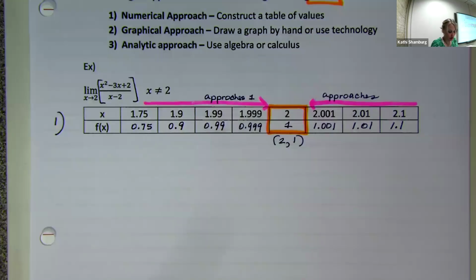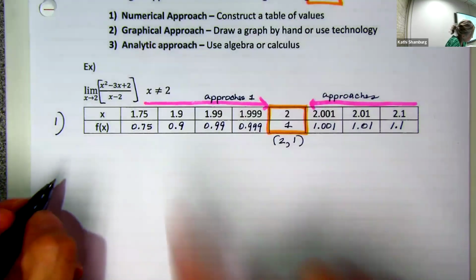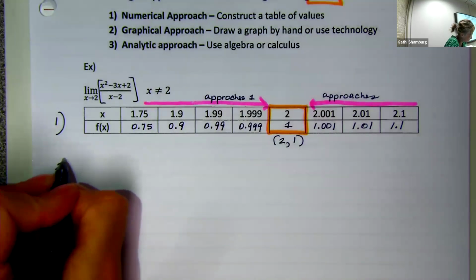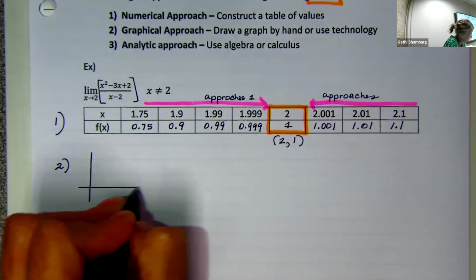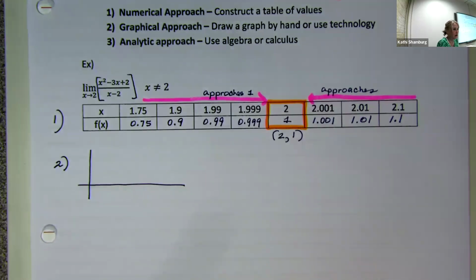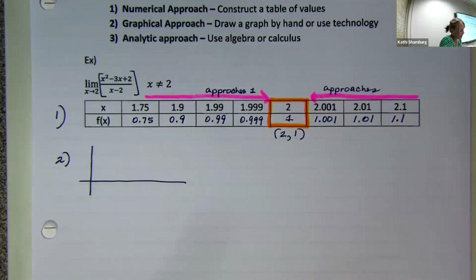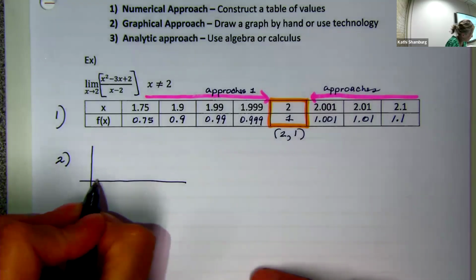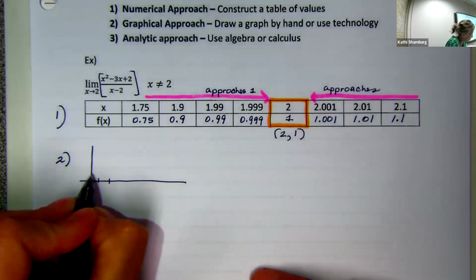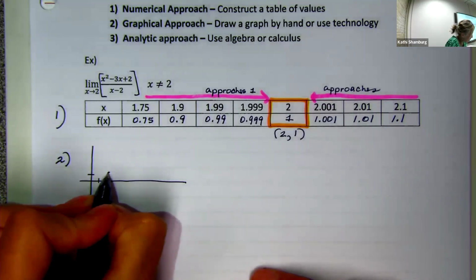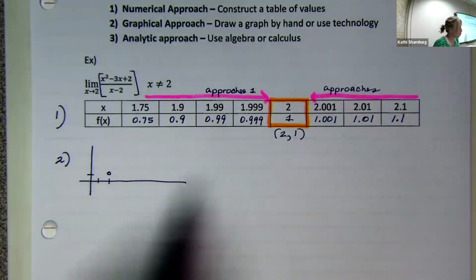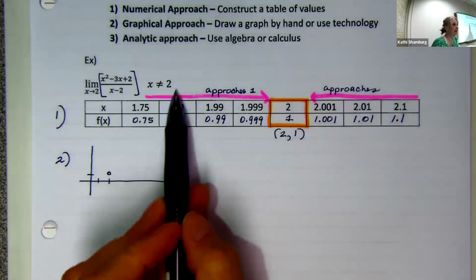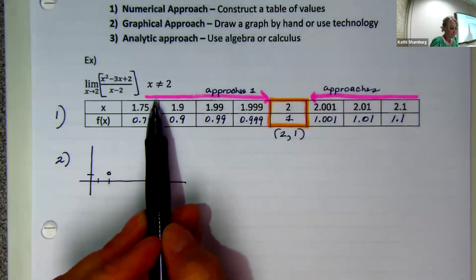So I'm going to look at this as a graph. That would be if you went to Desmos, okay? So notice we have the point (2, 1). So I'm going to go over 2 and up 1. Now I am going to do an open circle because why? Because it's undefined at that point.